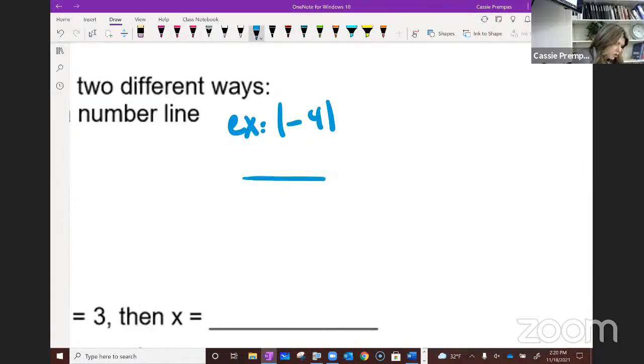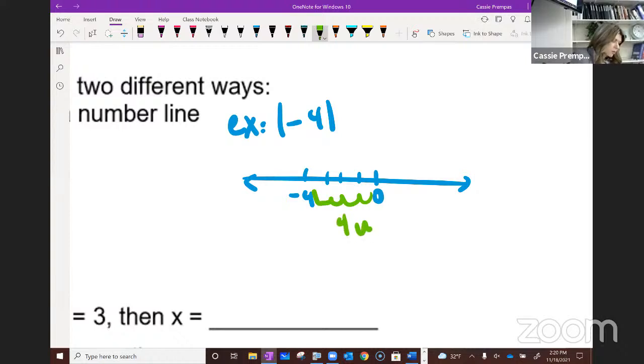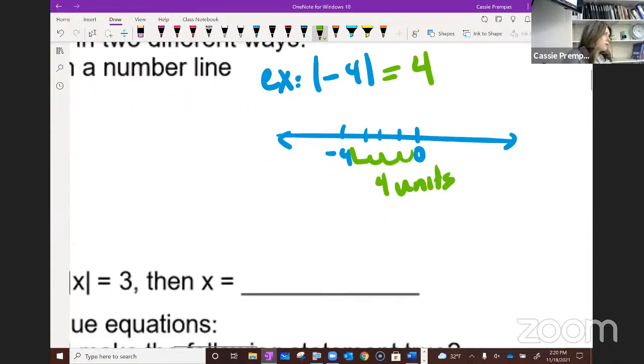Geometrically speaking, you would draw a number line, you would plot the number 0, and you would plot the numbers until -4, and you would count how many units from 0 to -4 there exist. So there would be 1, 2, 3, 4. So our answer would be 4 units, which means the absolute value of -4 is 4. Do you guys remember that? Hopefully, you guys saw it in geometry. Absolute value is the distance away from 0 on the number line.